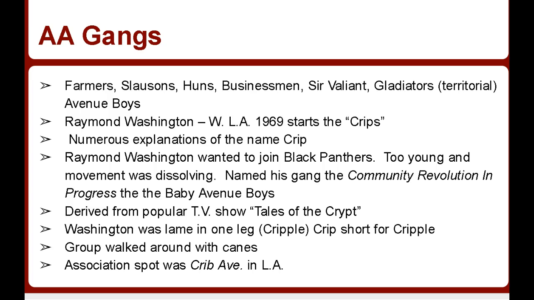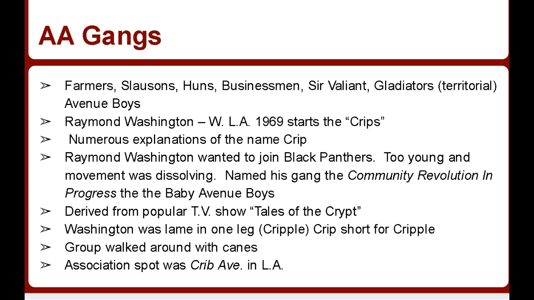So when Raymond Washington started his group, he called it the Community Revolution in Progress, so CRIP, Crip. And the gang he actually started, though, because he was kind of doing it on political lines, but these guys are very apolitical. And there was a very popular, established African American group called the Avenue Boys. And because Raymond Washington and his group were younger, they called themselves the Baby Avenue Boys. As we will get going here, we'll delve into it a little bit more. There was also a popular TV show called Tales of the Crypt, but I don't think that really had anything to do with it. That was just one explanation, but I think that's probably about the least probable.